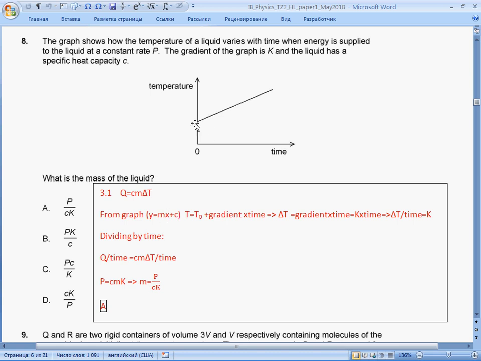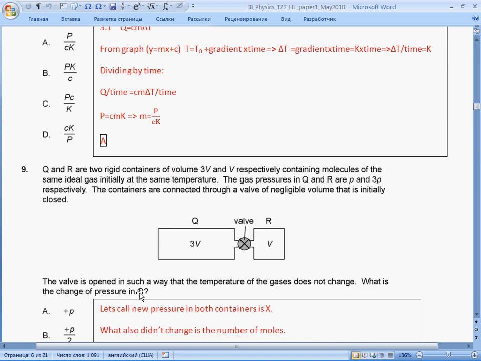From the graph, which is the graph of the function y equals mx plus c, where c is the y-intercept and m is the gradient, T equals T0 plus gradient times t. So delta T equals gradient times t, and delta T by time is the gradient, so it is K. Dividing both sides of the main equation by time, on the left we get the rate of supplying energy, and on the right we have c, m and the gradient of the graph K. So we put P and K and solve for m, we get A.